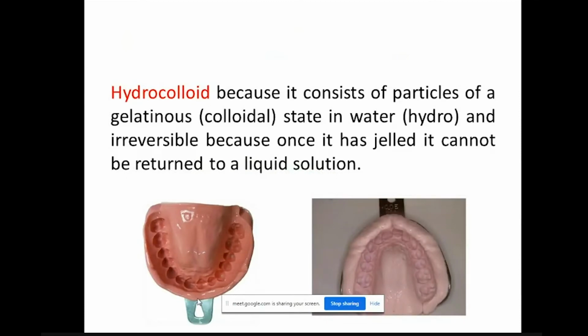What do you mean by hydrocolloid? Because it consists of particles of a colloidal state in water. Hydro is a prefix, it means water. Colloid means gelation. Irreversible, because it cannot be returned back to its original shape.